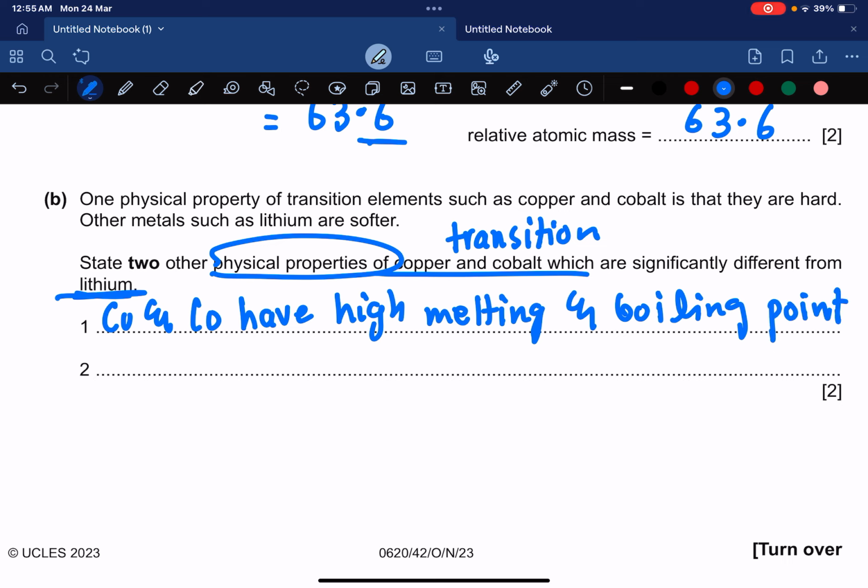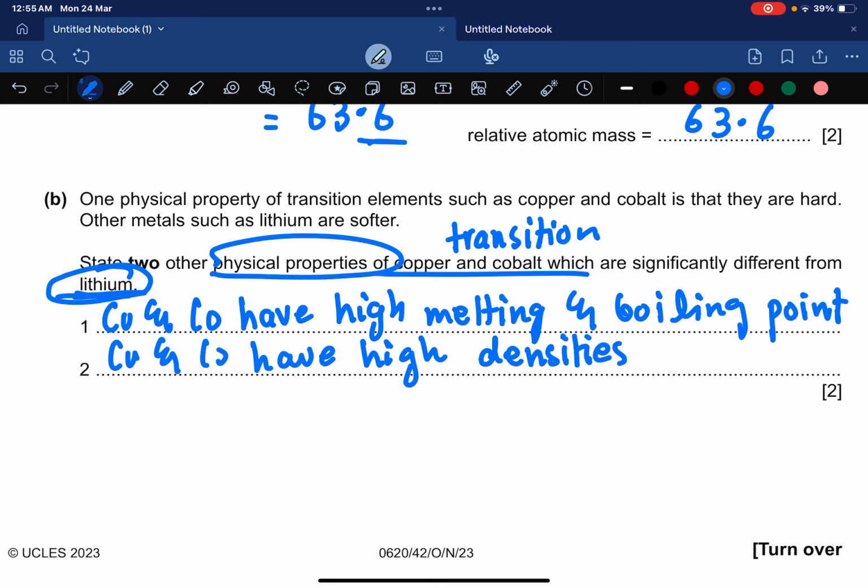The second difference is going to be that copper and cobalt have high densities, whereas your lithium has a low density, because group 1 metals have low densities, group 1 metals have low melting and boiling points, and they're soft as well.